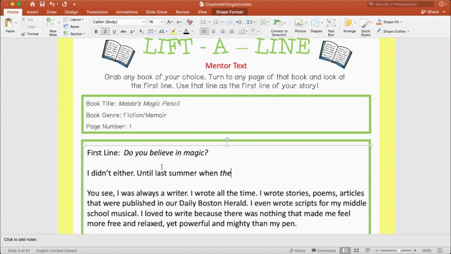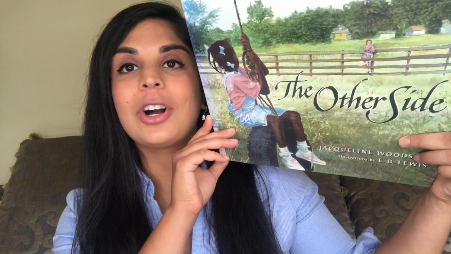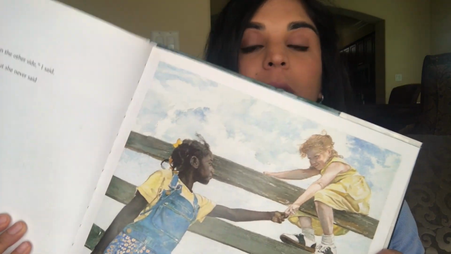This has always been a really funny activity in my classroom, and it can be a great way to discuss genre. For example, I have this book here that my daughter is currently reading called The Other Side. And if I turn to a random page, the line says, "My mama says I shouldn't go on the other side," I said. So while this book is actually a historical fiction picture book, I can take that first line and turn it into a science fiction story about a mom who has warned her daughter about going to the other side because it leads to a totally different world.